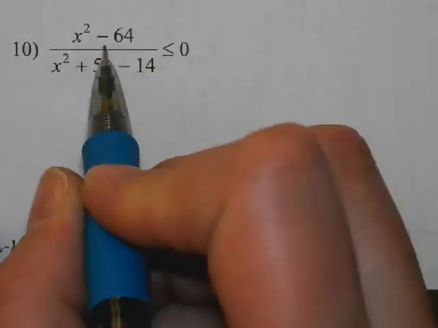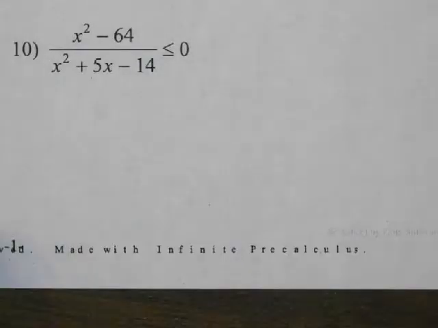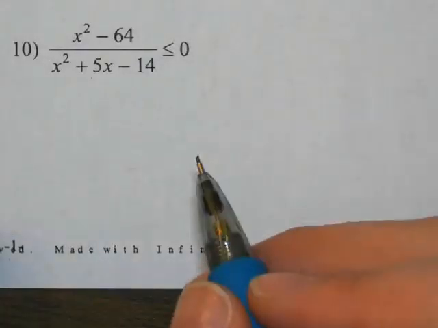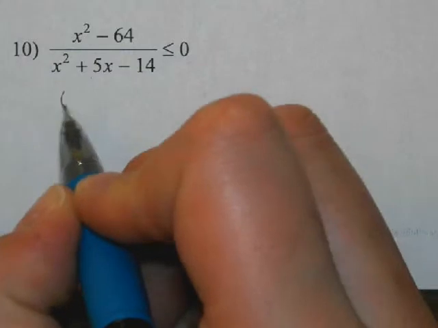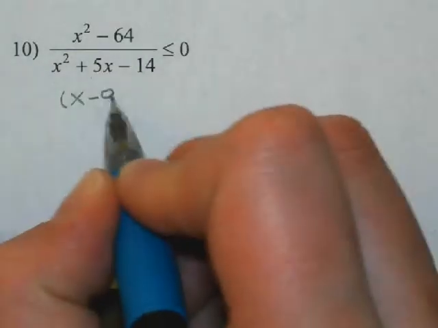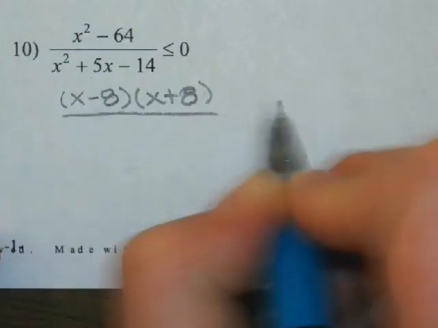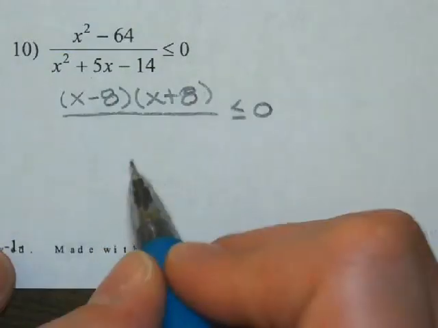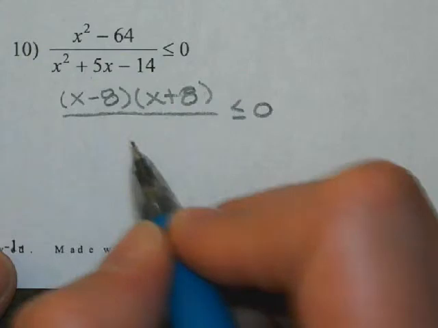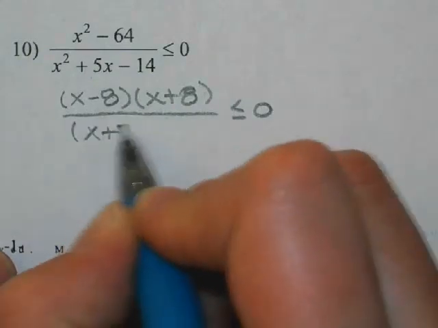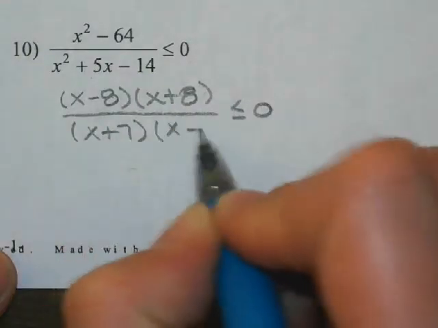Factor. So if I factor the top, Greg, what do I get? You get x minus 8 and x plus 8. All right, and then what do we get on the bottom? 7 and 2. What about the 2? Negative. Okay.